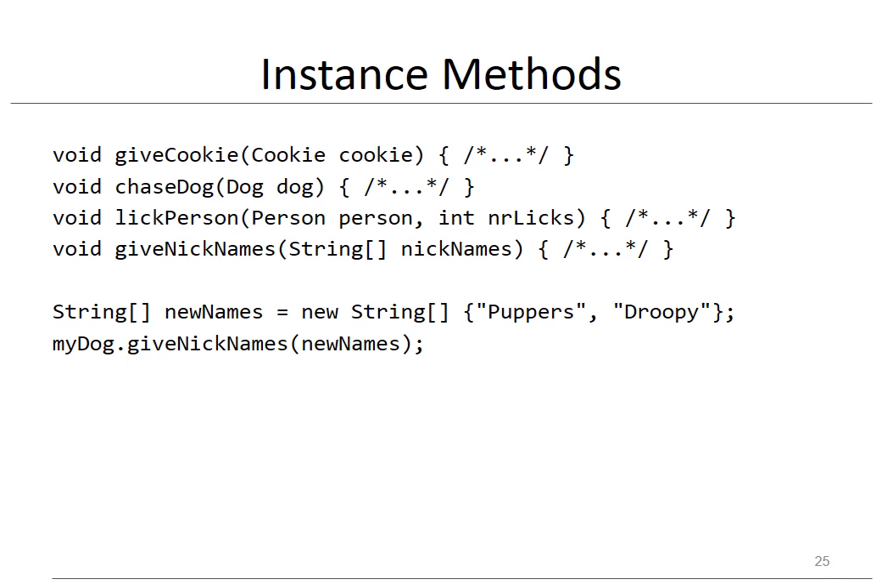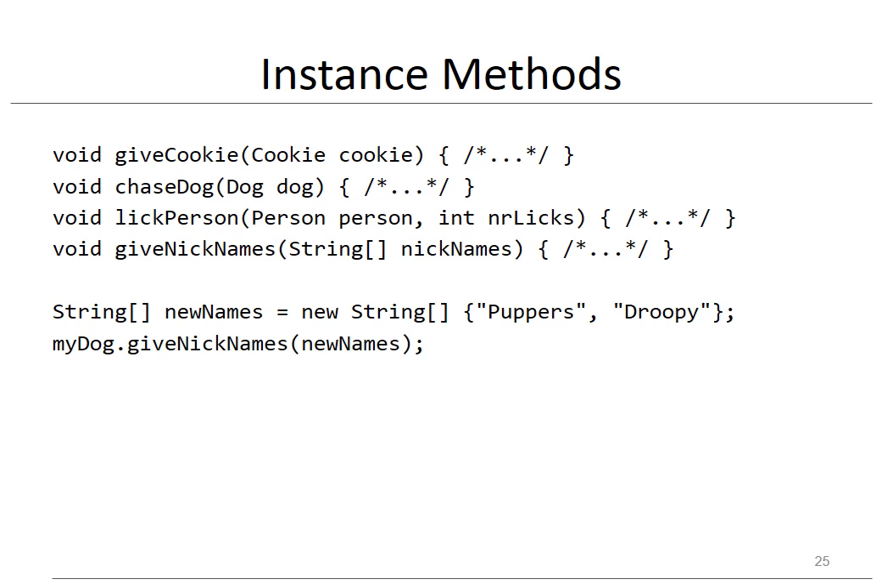A method can take one or more input arguments. Here, you can see some examples of method declarations. The giveCookie method takes a cookie object as its input argument. The chaseDog method takes a dog object as its input argument.